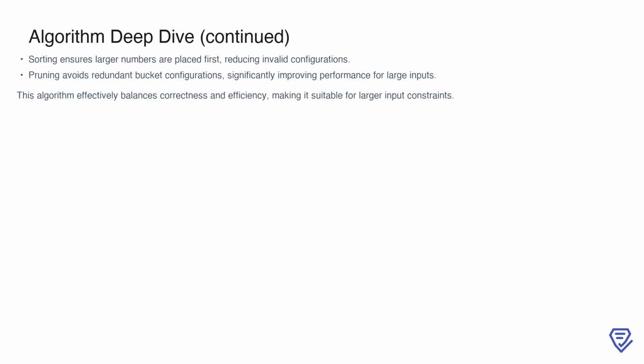Together, these techniques strike a balance between correctness and performance, allowing the algorithm to handle complex inputs effectively. The combination of backtracking, state compression, and targeted optimizations ensures that the solution is both robust and efficient, making it well-suited for solving this challenging partitioning problem.